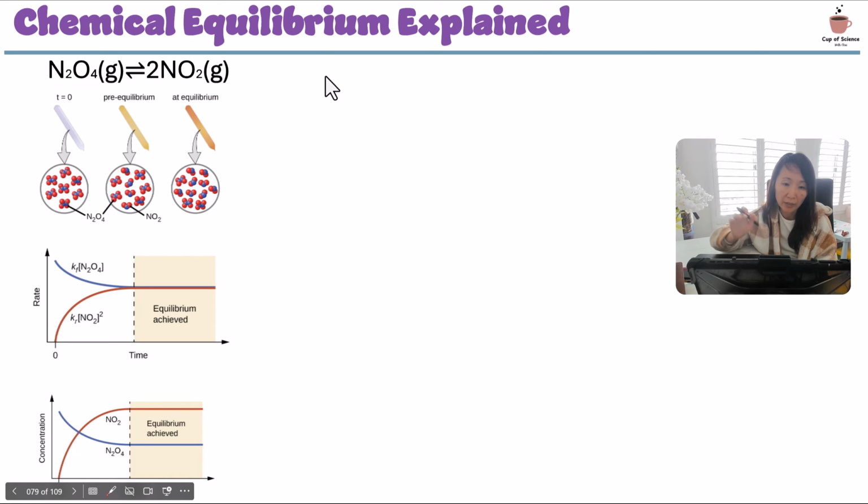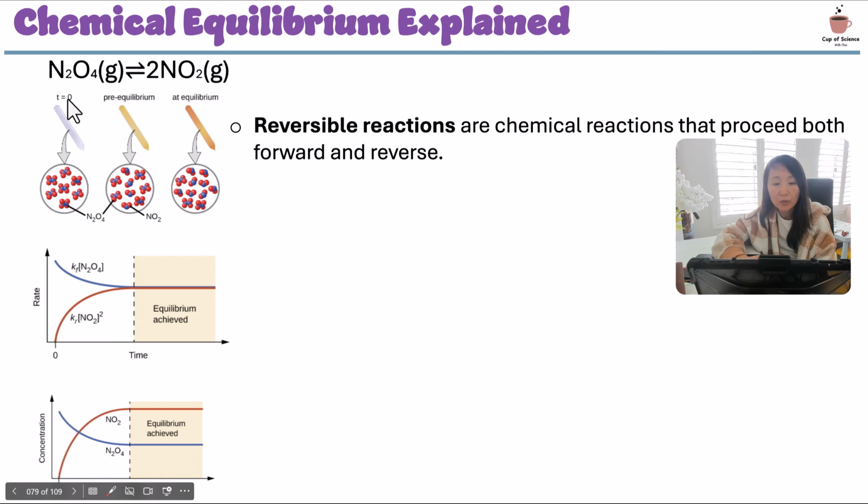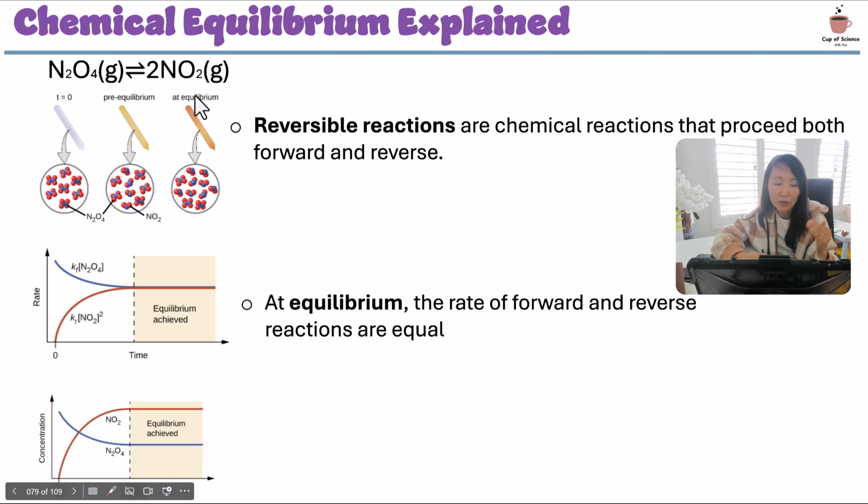Both are there. And now what's happening is every time this makes the product, the product reverses itself to make the reactant. There's a reversible reaction taking place, a chemical reaction that goes in both forward and reverse directions. At the point at which the forward and the reverse reactions are equal in rate, this is considered to be at equilibrium. Remember, the rate of going forward and reverting is the same.